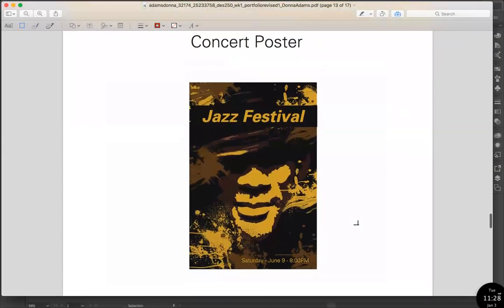All right. Jazz concert. This is a nice way. I like the illustration you have back there. That looks very nice.